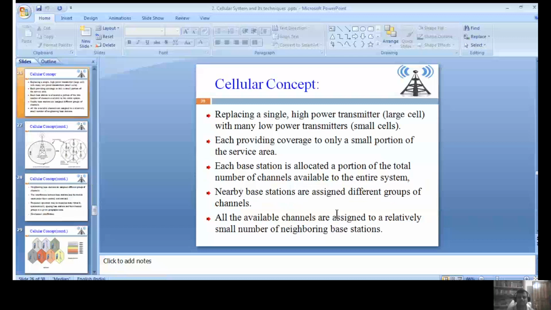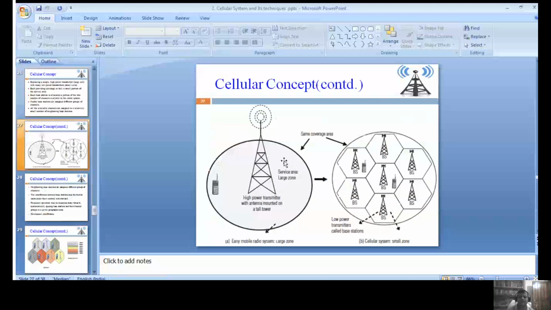This is the mobile communication concept. Here, the large area is covered by one high power transmitter. In cellular communication, the total area is divided into small parts. This is the base station with a high power transmitter, and this is for low power transmitters. Automatically you can cover more area.